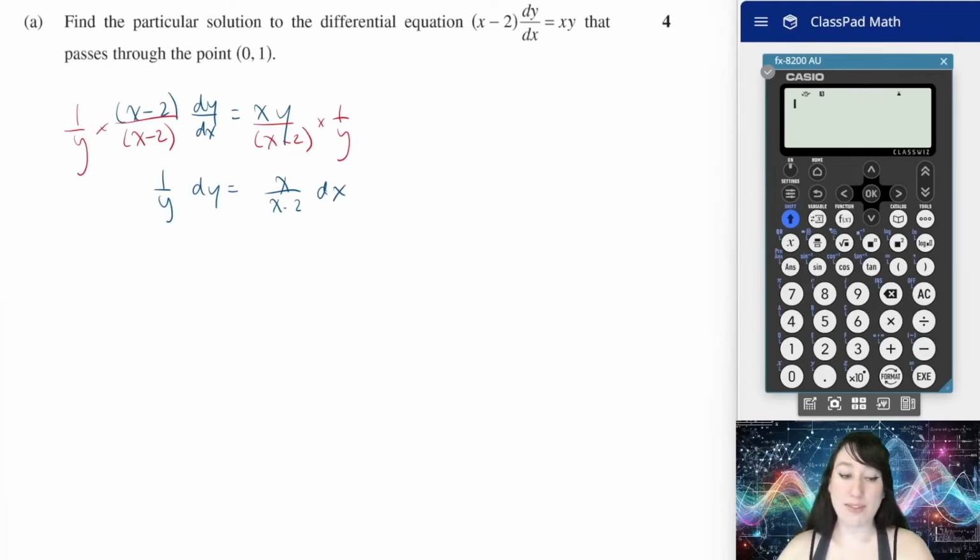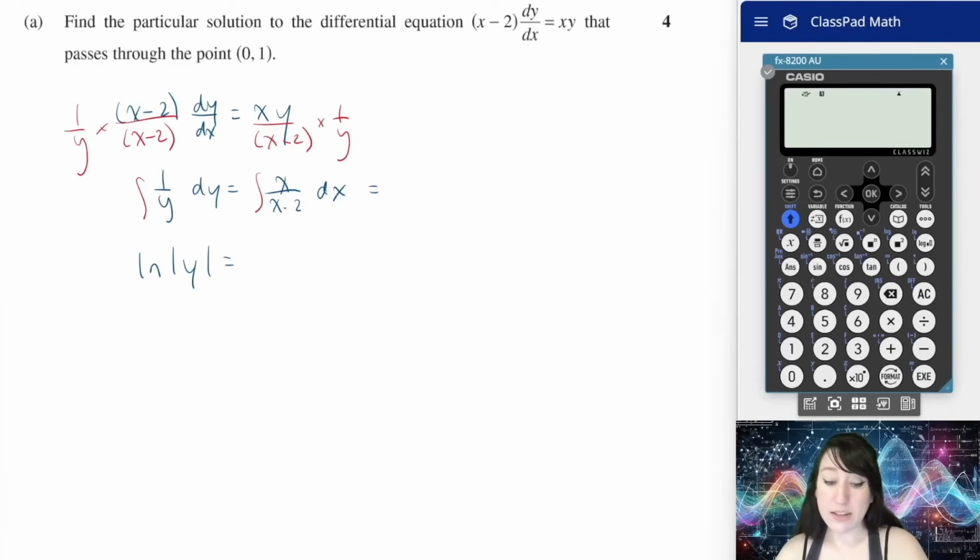Now we integrate both sides. Okay, on the right-hand side here, we can't integrate x over x minus 2 as it is. Now, there's a quick way to change that. Technically, we can also do polynomial long division. It would be a short long division, but that is an option. The quicker way might be to add and subtract 2 in the numerator.